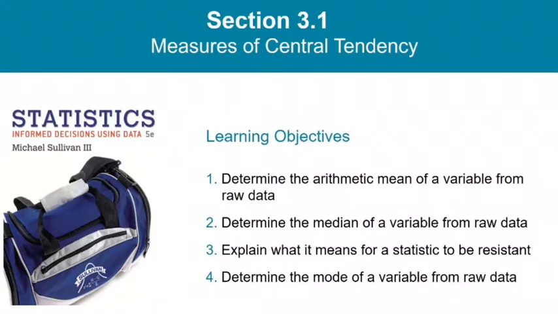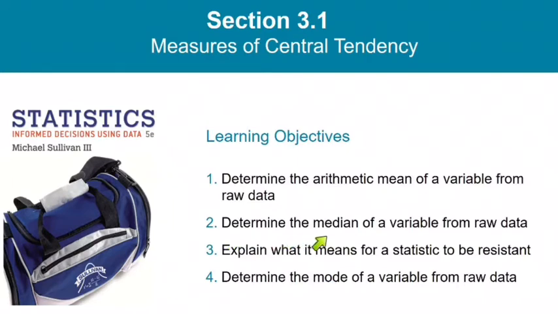Today we're in section 3.1 talking about measures of central tendency. One very important idea in statistics is to be able to describe a typical value or a central value. So today we'll talk about some of the ways that can be done. We'll talk about how to determine the arithmetic mean of a variable from raw data. Now, arithmetic mean is just what most people call the average.